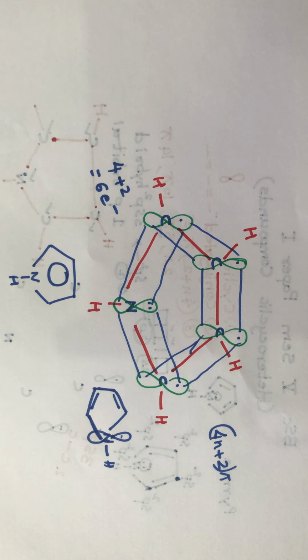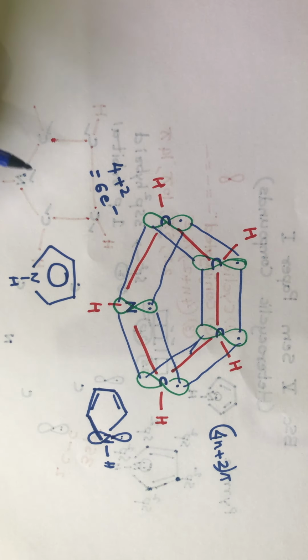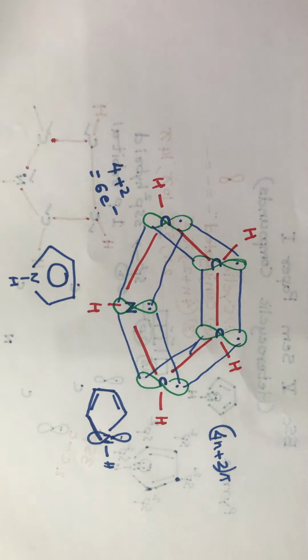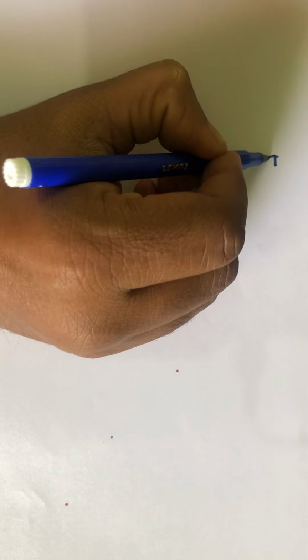Okay, so all the molecules have similar types of structures. So if you understand this, the remaining molecules will be easy. So we will go to another molecule, that is furan, and let us try to go through this. Right, now let us discuss the furan molecule.